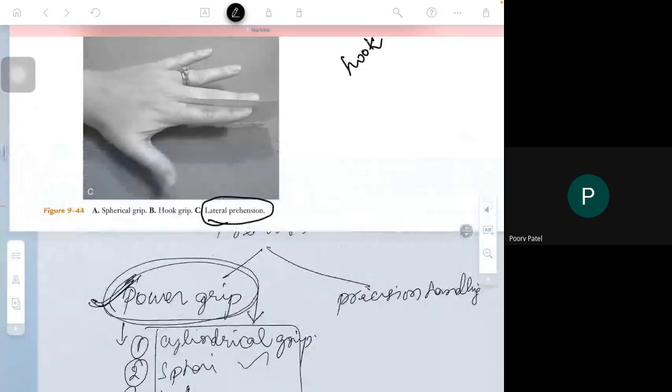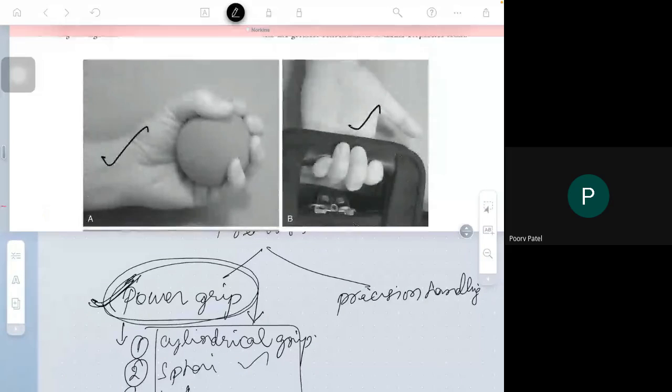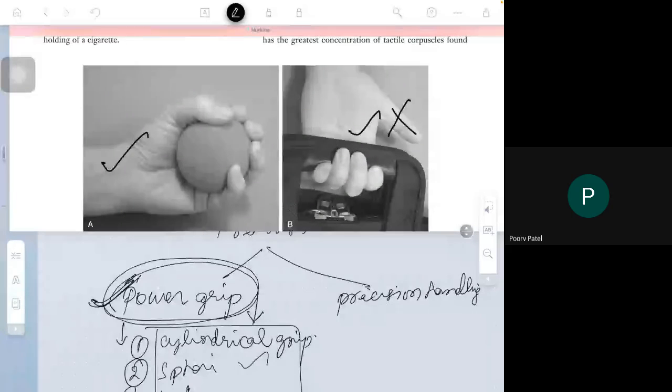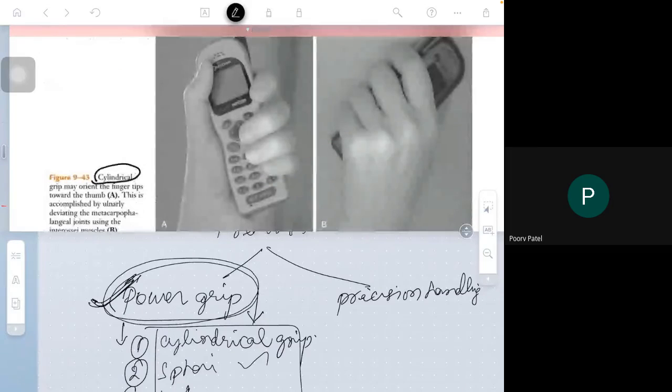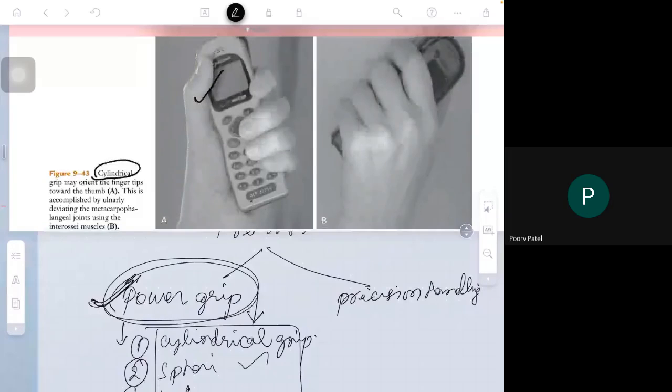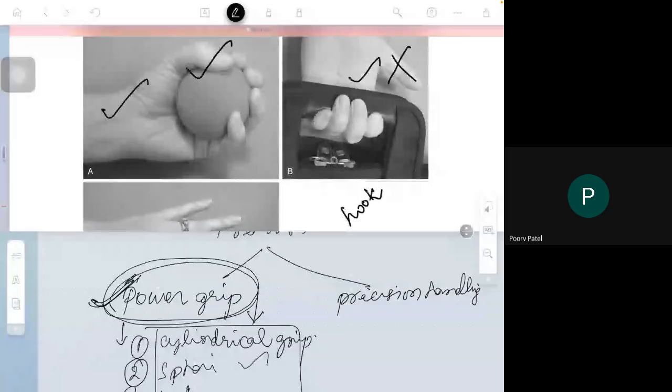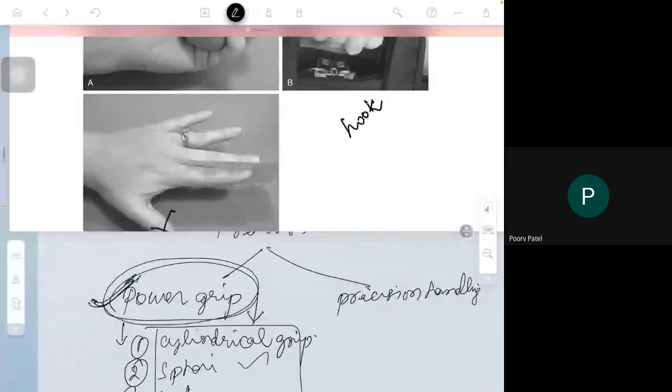Thumb may or may not be involved, as per definition. Here you see thumb is not involved. Here thumb is involved. It may or may not be involved in power grip. In cylindrical grip, thumb is involved. Without thumb you cannot have the cylindrical grip. Cylindrical grip, spherical grip, hook grip, lateral prehension: these are the four types of power grip.